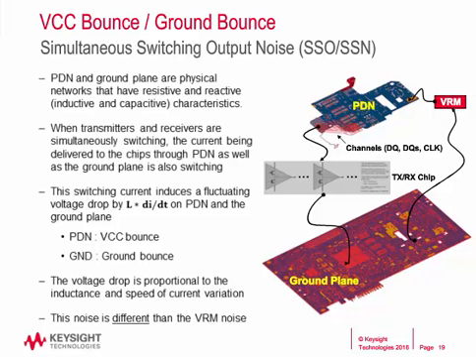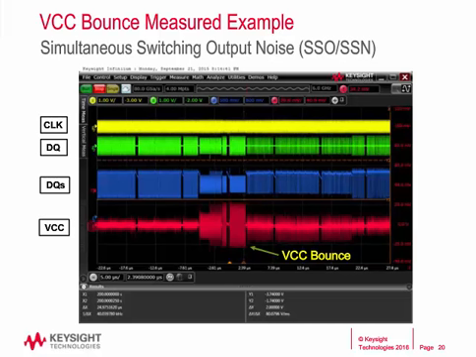So here is the plot of measured VCC bounce data on the PDN of an FPGA chip. The yellow is the clock data, green is DQ, blue is DQ strobe, and finally the red one is VCC data. The VCC bounce is well aligned with the switching DQ and DQS signal patterns, as we expected. Higher beat patterns cause higher noise voltage on the VCC pin, as shown in this picture.